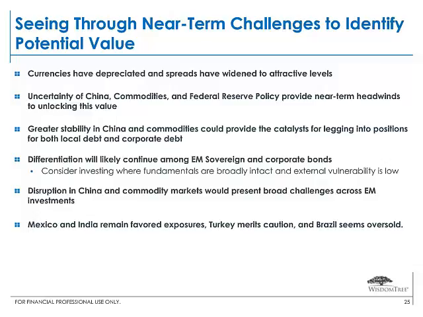Obviously, uncertainty in China, commodities, and the Federal Reserve provide headwinds that we're going to have to deal with. But we do feel that if we see greater stability in China and commodities, that could go a long way in providing the catalyst to leg into positions. We expect differentiation to continue among EM asset classes and country exposures, with fundamentals, particularly the reduction of external vulnerability, remaining critical in assessing relative value across EM. Now, obviously, there are risks there, and a disruption in China and another leg down in commodities would pressure and present broad challenges across the EM complex.